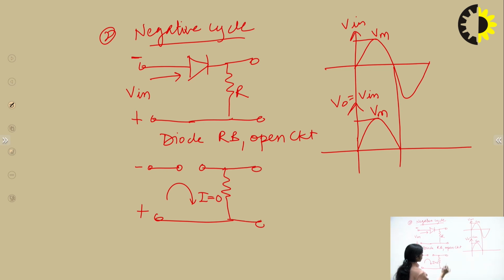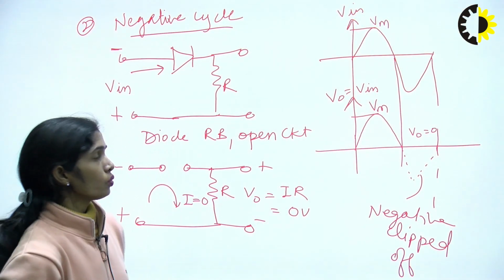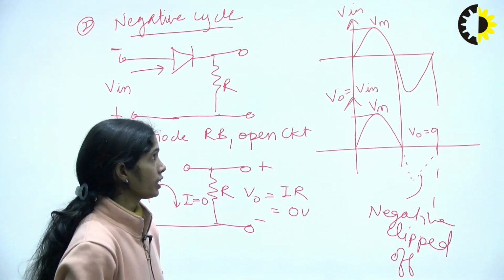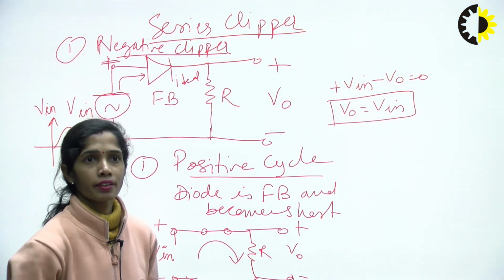If the current is 0, we get V out equals I times R, which is 0 volt. So for the negative cycle no output comes; V out is equal to 0. We mark it with a dotted line. This shows the negative cycle is clipped off, which is why this is called a negative clipper. This is how we show the working of any type of clipper. This is the example of a series clipper in the negative condition.